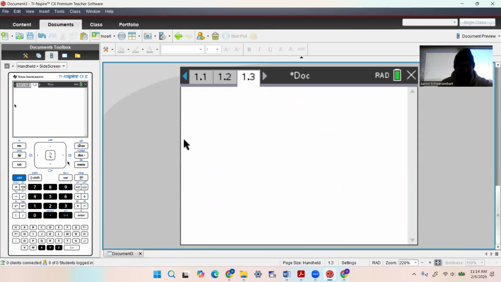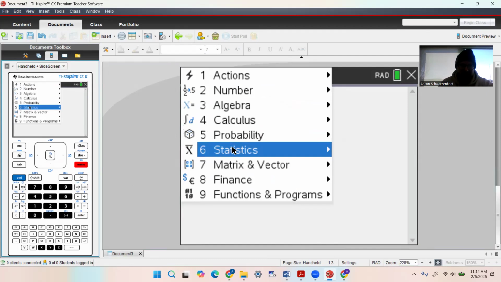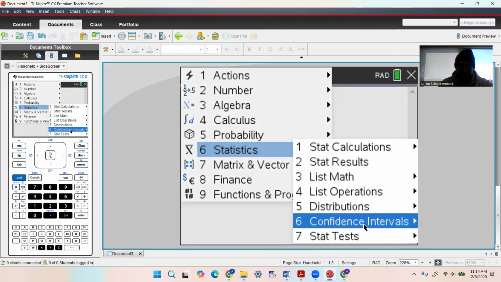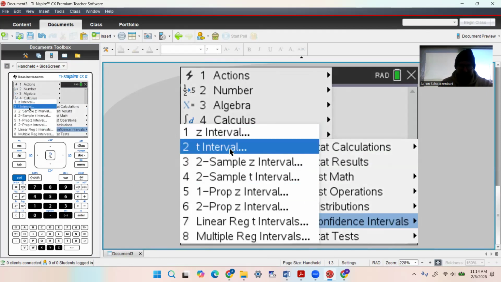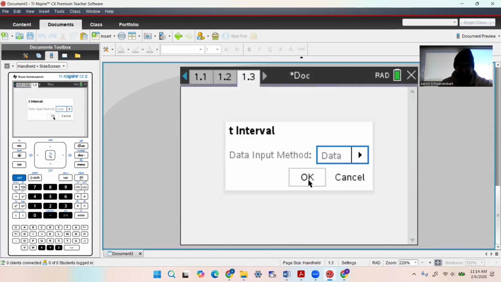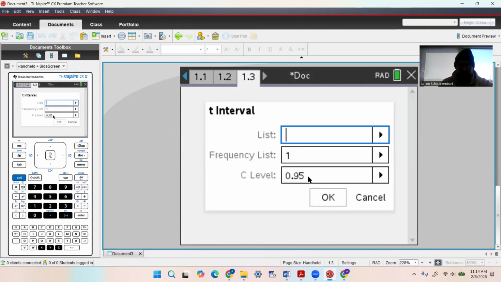So now I'm going to add a calculator. I'm going to do menu, statistics, confidence intervals. Instead of choosing a Z interval, I'm going to choose a T interval. My input method is data. If it had given me the mean, standard deviation, etc., I'd choose stats, and I would just enter them. My list is NOx.